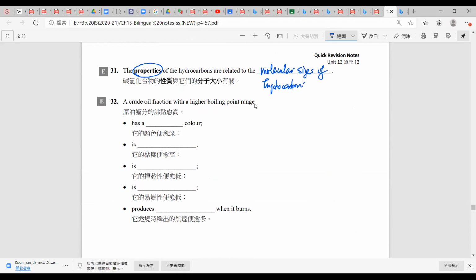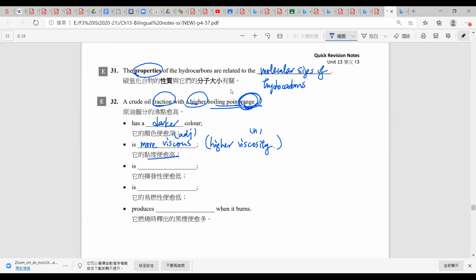I just mentioned one of them: the crude oil fraction with a higher boiling point range has a darker color. Can you see the word range? Range is not an absolute boiling point. And it is more 黏度比越高, more viscous, or we call that a higher viscosity. So viscosity is the noun and viscous is the adjective.